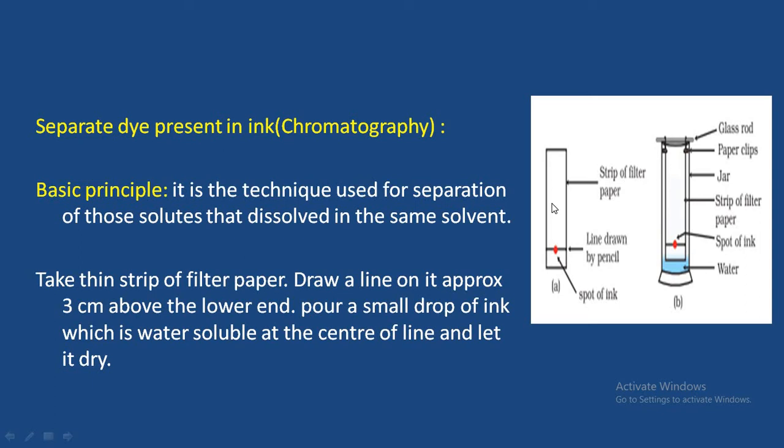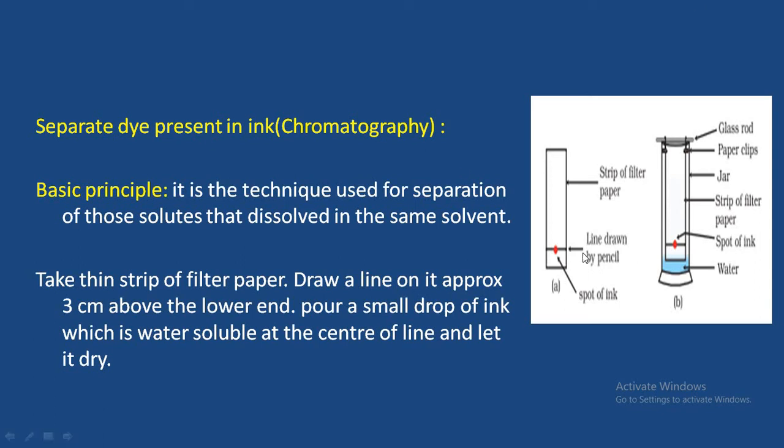Why do we take the filter paper? Because it absorbs water. Filter paper generally absorbs water, therefore we use it. When we place this filter paper in which one drop of ink is placed over a line, the line is slightly above the water, but the filter paper will touch the water. The filter paper will touch the water, but this ink is not deep inside the water. Only the filter paper will touch the water.